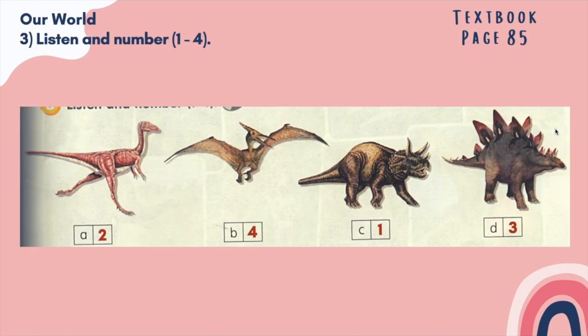Next, let's look at Activity 3, textbook page 85. Listen and number 1 to 4. So the answer for it is A, 2, B, 4, C, 1, and D, 3. Alright?